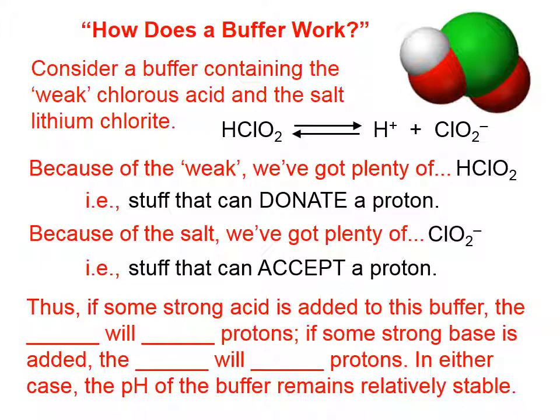Thus, if some strong acid is added to this buffer, the chlorite ion will accept protons. In other words, we're going to add some acid in. The chlorite ion is going to say, oh, I'll take some of those protons. I'll take them. The pH won't change much. If some strong base is added, the chlorous acid will donate protons. In other words, that species will provide protons. In either case, the pH of the buffer remains relatively stable.